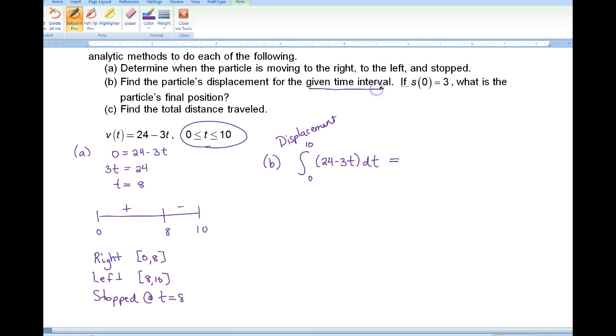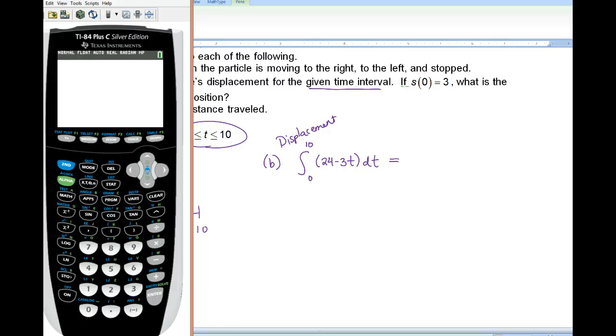Over the given time interval, right here, from 0 to 10. Now, just to save time, I know that you can integrate this. This would be 24t minus 3t squared over 2, and then you would plug in 10. This is the part where it's fine with me. As long as you show me the setup, you can go right to plugging this into math 9.